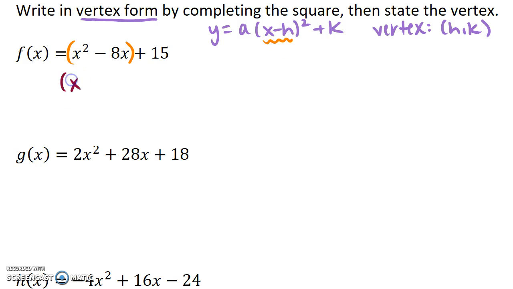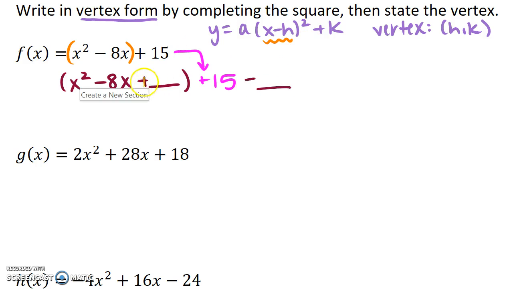So what that looks like is you'll have x squared minus 8x, and we're going to have to add something to it to make it a perfect square. You keep the plus 15 on the outside. And when you complete the square, you can't just add something to an equation. You have to keep it the same. So what that means is you're going to have to subtract whatever you put in this blank. You're going to have to subtract it on the outside.